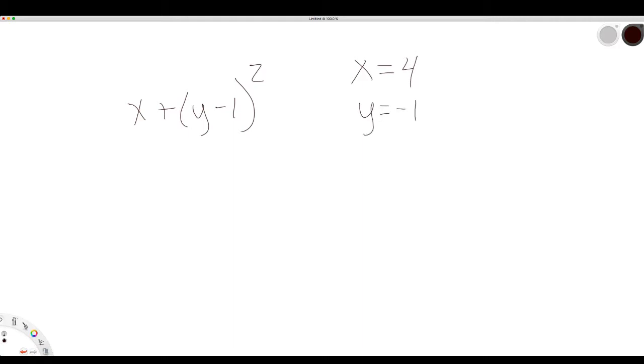So we have this expression here, and we are told to solve. So let's go ahead and begin to solve. The first part of solving is when we are told what the variables equal, all that we have to do is substitute those variables in. And that's very simple. So let's think about substitution for a minute here.